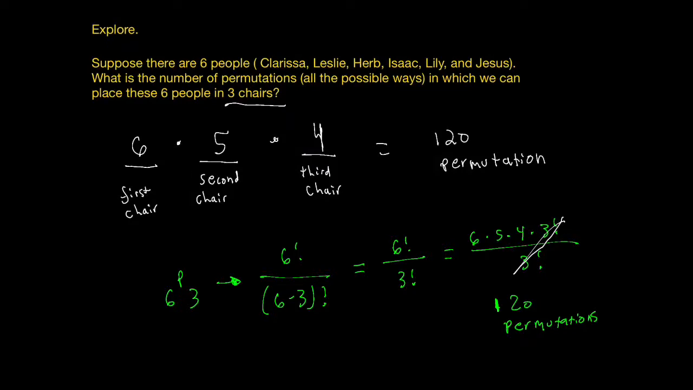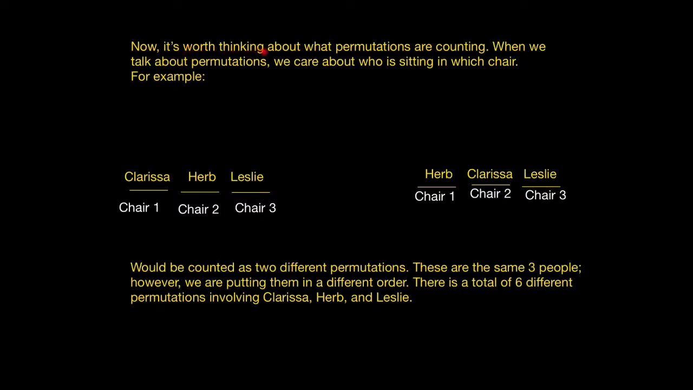So now let's talk a little bit about what a permutation is. It's worth thinking about what permutations are counting. When we talk about permutations, we care about who is sitting in which chair. So for example, here we have Clarissa sitting in the first chair, Herb sitting in the second chair, and Leslie sitting in the third chair. However, a different combination would be Herb sitting in the first chair, Clarissa sitting in the second chair, and Leslie sitting in the third chair.